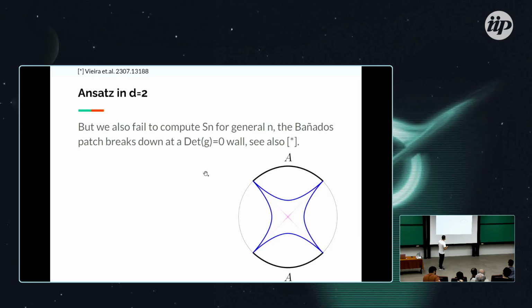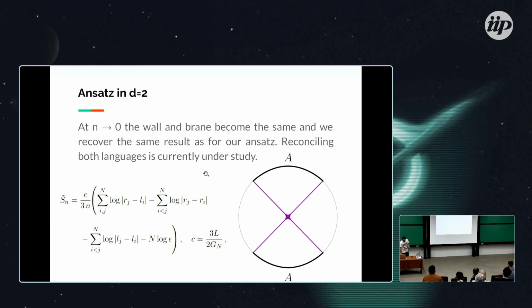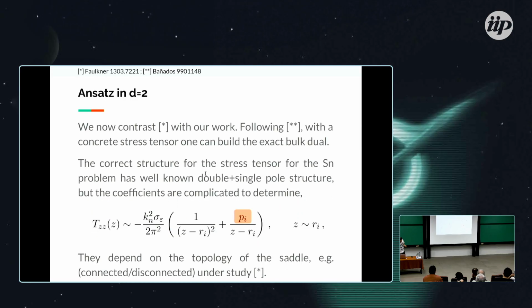A similar problem was studied by Pedro Vieira and collaborators for a different type of problem. But the fact is that this method gives you an exact solution with a good T mu nu, but it is still mysterious how to get to the brane. What one can show is that as n goes to 0, this codimension 1 surface that obstructs you from getting to the good conical deficit brane solution degenerates into a codimension 2 object, and you once again fall into the type of geometries that we were describing before. And this solution from the Bañados limit also matches our ansatz.